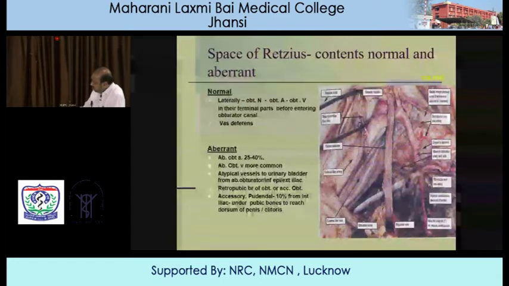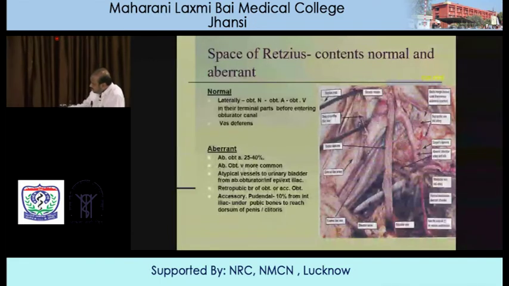Very deep in the pelvis. Can you see this obturator vessel going out here? But what else can you see? Can you see these vessels? These are abnormal obturator arteries. So what is the percentage where you find the abnormal obturator artery?